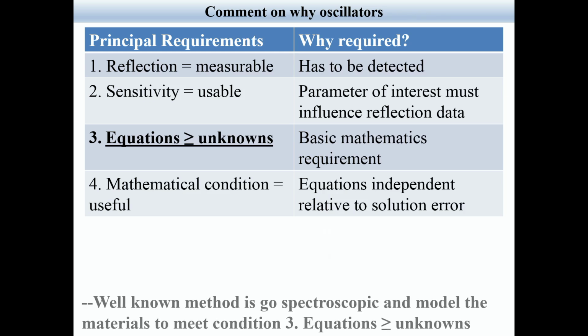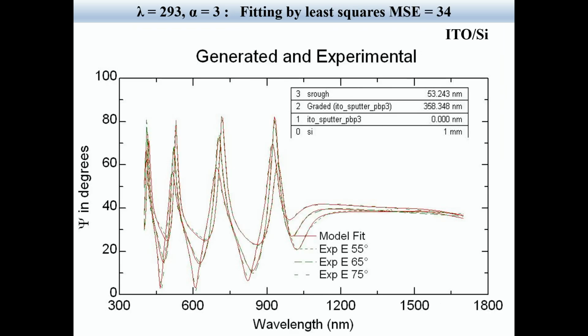So that's an underlying reason that we need to use the oscillators at times. And here's an example on indium tin oxide. The measurements are the dotted green lines, which you can see here, and they are modeled fairly nicely with the red lines. And the red lines emerge from this particular model, which after some effort is obtained.